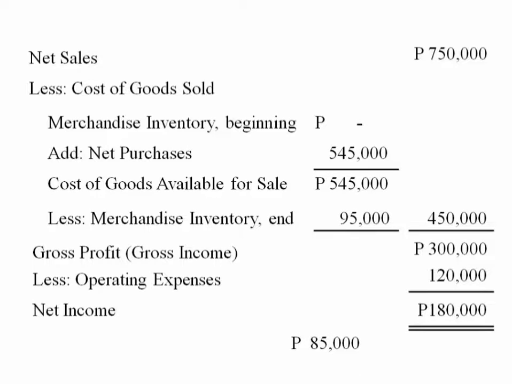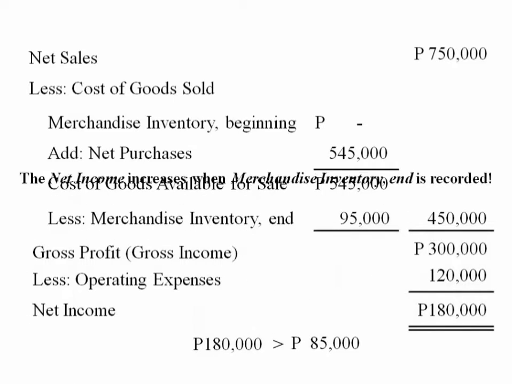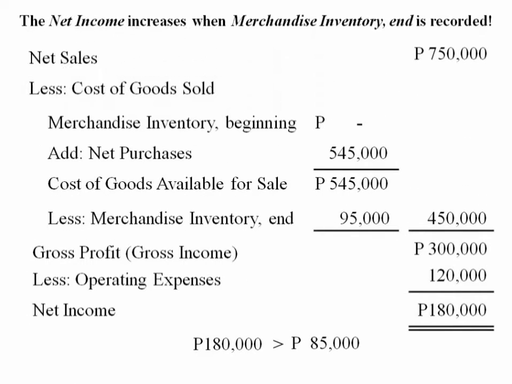180,000. Notice that this 180,000 pesos net income now is greater than the 85,000 pesos previously computed when no merchandise inventory at the end was recognized. That is why, as I mentioned earlier, the net income increases when merchandise inventory at the end is recognized.